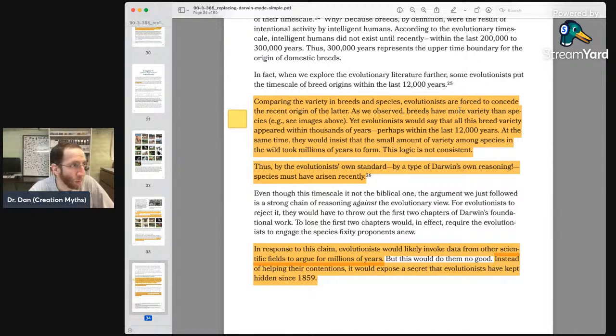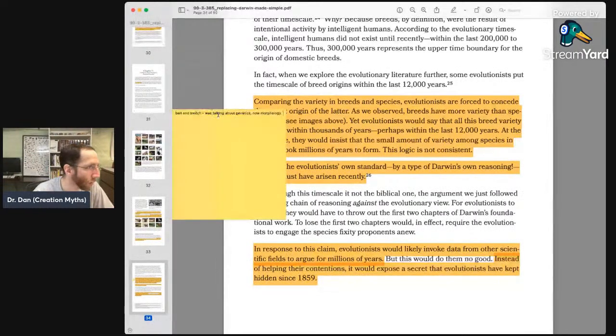As we observe, breeds have more variety than species, right? So he's talking about morphological phenotypic variation, so stuff you can see. Breeds sometimes have more variation than between species. Yet evolutionists would say that all breed variety appeared within the last 12,000 years or so. Yeah, since the agricultural revolution when we started domesticating animals. Yeah, that's true. At the same time, the small amount of variety took millions of years to form. This logic is not consistent. Those are two different processes, two different sets of processes. One is artificial selection, selective breeding. The other is evolutionary processes, a set of natural processes.